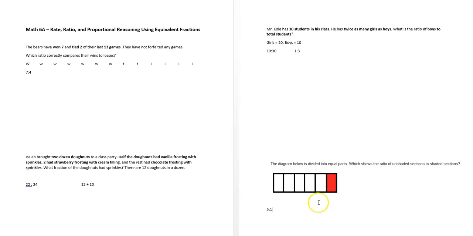Again, I suspect that many of you, when you look at this problem, you might not even read all of this. You would look and say, oh, this is 5 out of 6 or 1 out of 6. And that's not what they're asking for here. They're not asking for the shaded or the unshaded compared to all the sections. They want the unshaded sections compared to the shaded. I hope that helps. Be sure and read these questions very carefully.